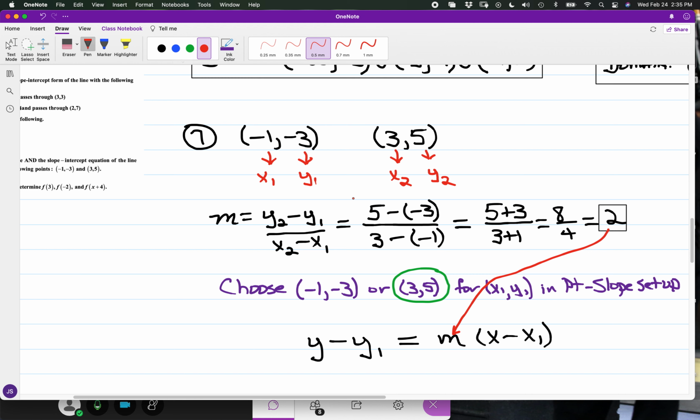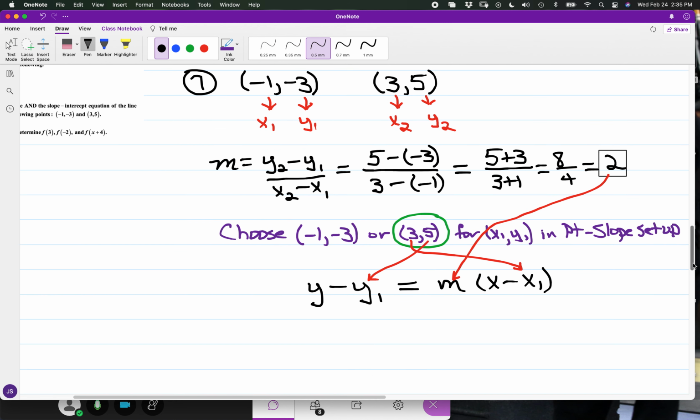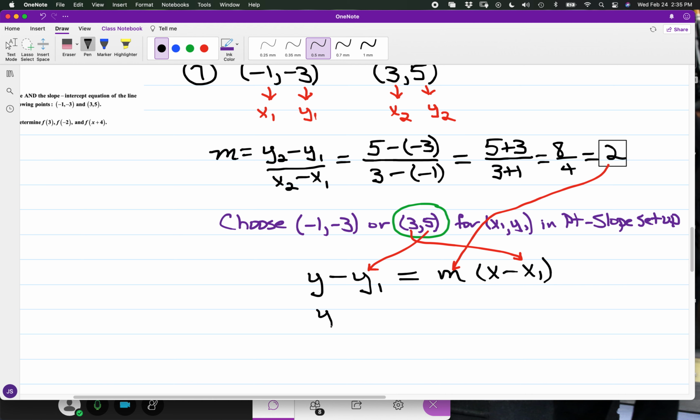In the case of (3, 5), the 5 is going to represent y1, whereas the 3 is going to represent x1. And again, you could have chosen (-1, -3), and if you did, that works too. So you have y minus 5 is equal to the slope m, which is 2, times the quantity of x minus 3. With the distribution, we have 2x minus 6.